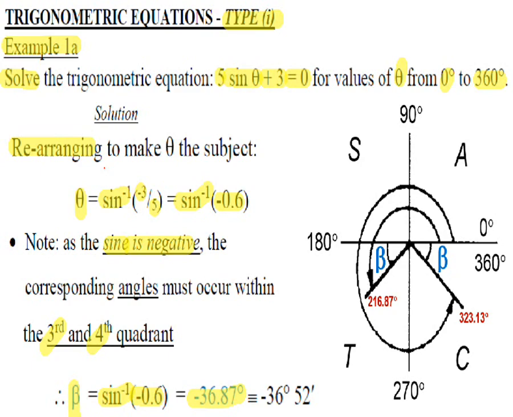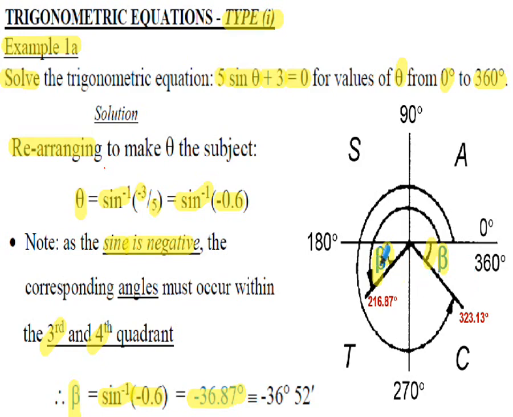So now what I'm going to do is use the ASTC diagram to find values of theta within the range of 0 to 360. You can see on the ASTC diagram, I've labelled angle beta here, and angle beta over here. This is the third and the fourth quadrant of the ASTC diagram where the sine waveform has a negative ratio, and don't forget we've got minus 0.6 as our ratio here.